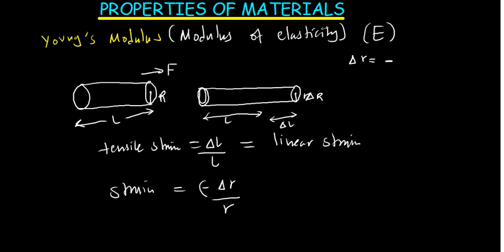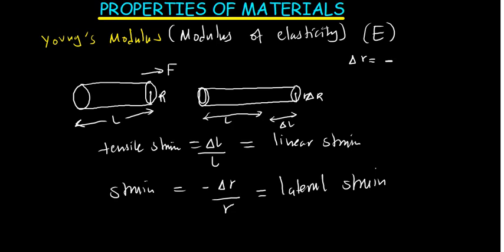Why am I saying negative? That is because the change in radius is always negative, because the final is always smaller than the initial. That is why the negative is there. So it's always going to be negative. And this one is called the lateral strain. So when we are using change in radius, that is called the lateral strain.